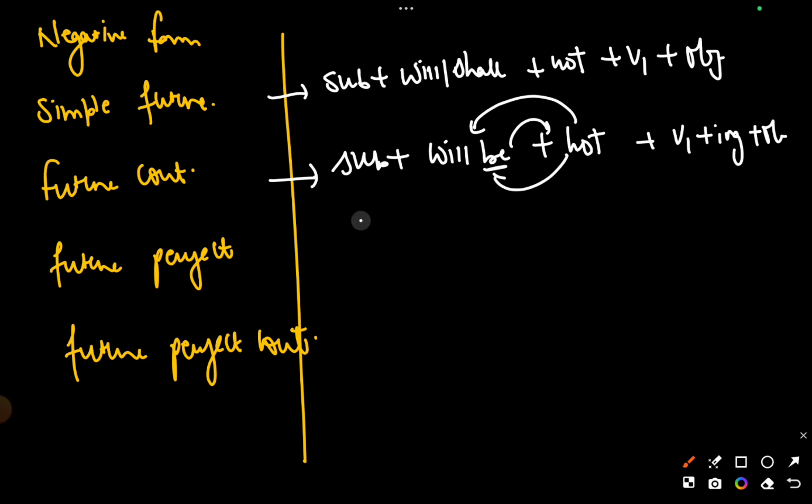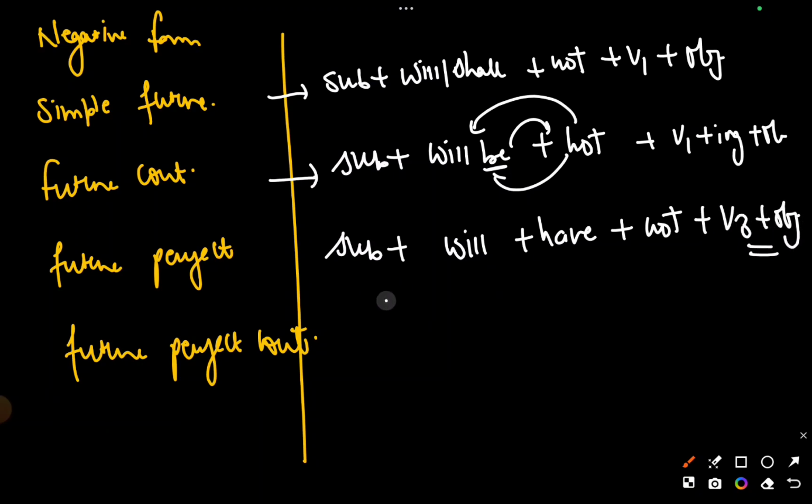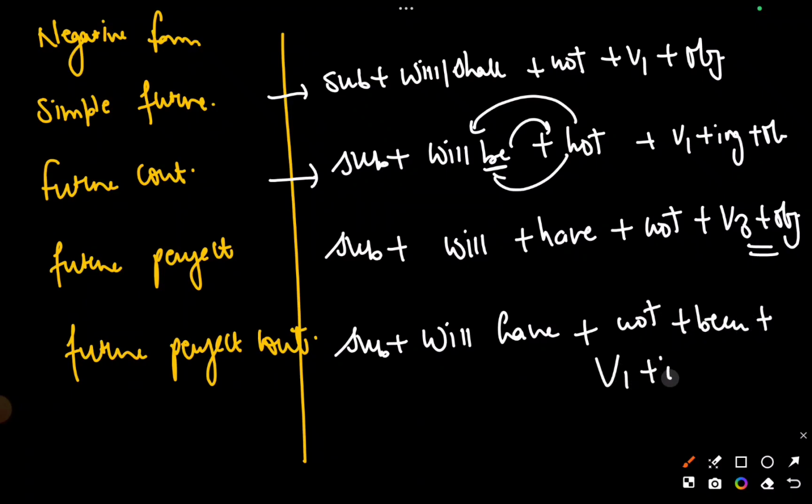Then in future perfect: subject plus will plus have plus not plus verb third form plus object. Then fourth one: subject plus will have plus not plus been plus verb first form plus ing plus object, and then at the end since or for. Okay.